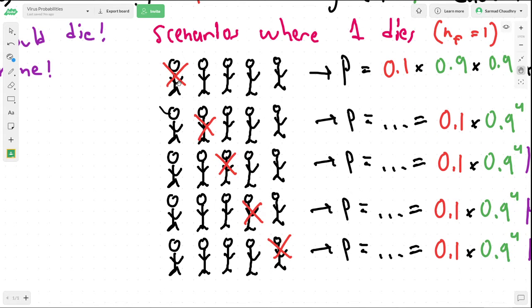In the first scenario, the first guy dies, but the other 4 recover. In the second scenario, the first guy also recovers. The second guy dies, and the other 3 recover. And so on and so forth. You can see these are all the possible ways that from these 5 unique individuals, one of them would die. These are the different ways it could happen.